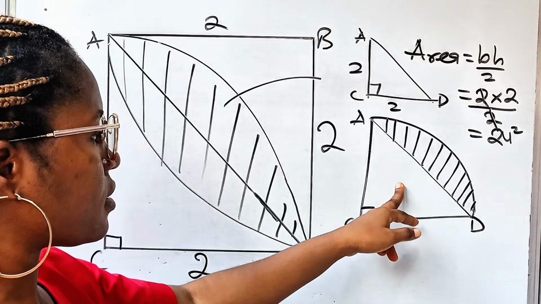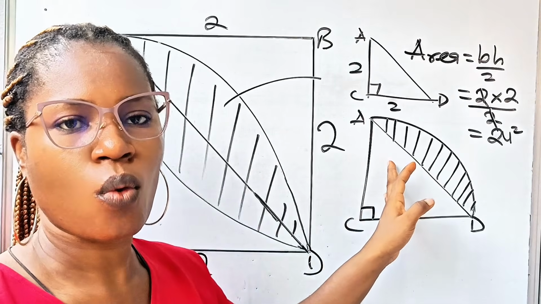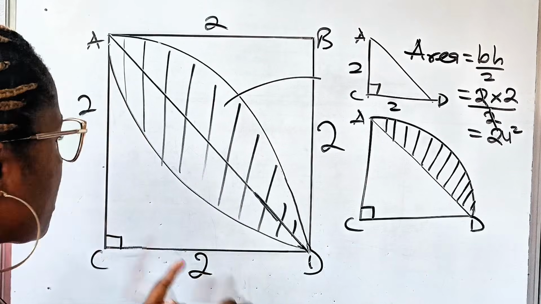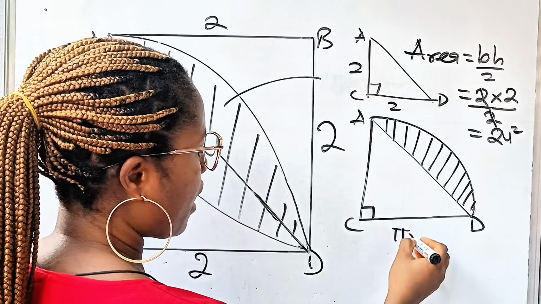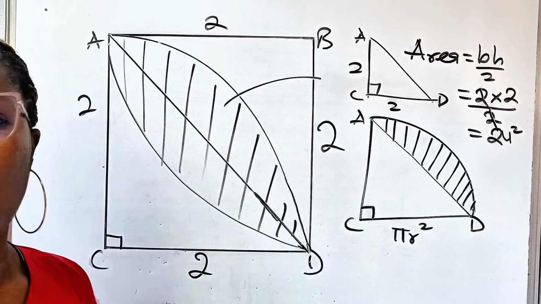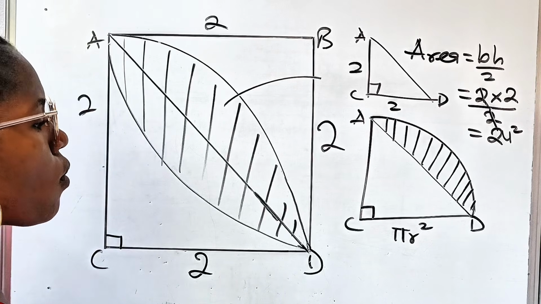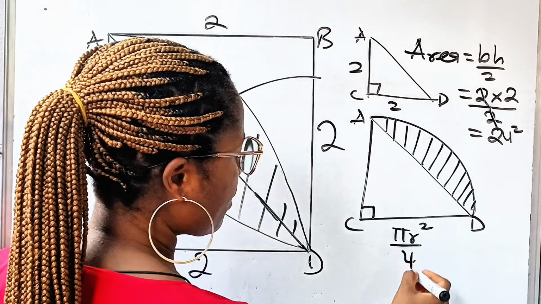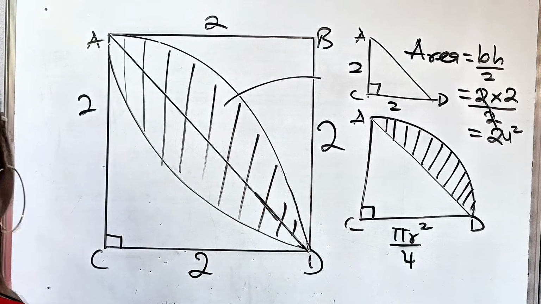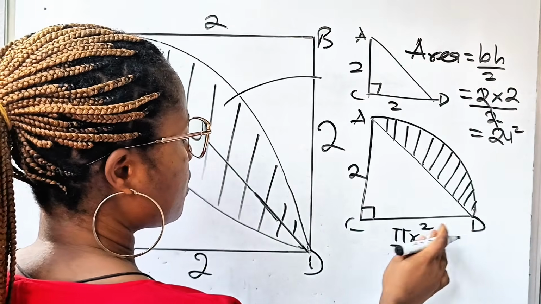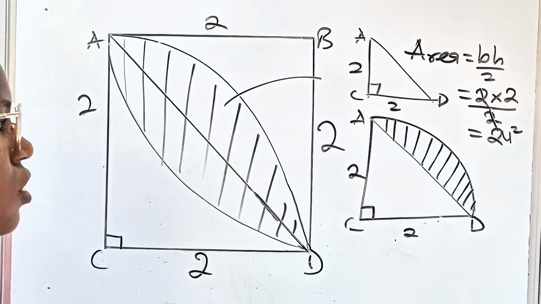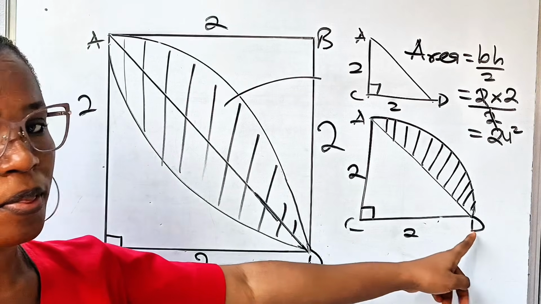Now we have a quarter circle or a quadrant. Area of a circle is pi r squared, right? Now the area of a quarter circle will be pi r squared divided by 4. So as usual, AC is 2, CD is 2 as well. Okay, now the radius of this circle is 2.